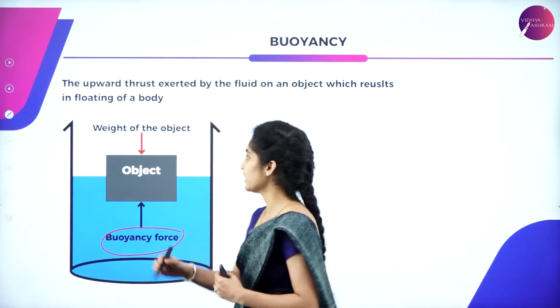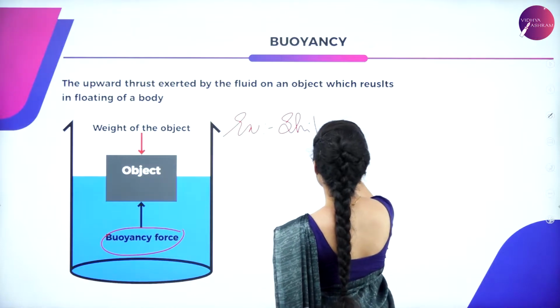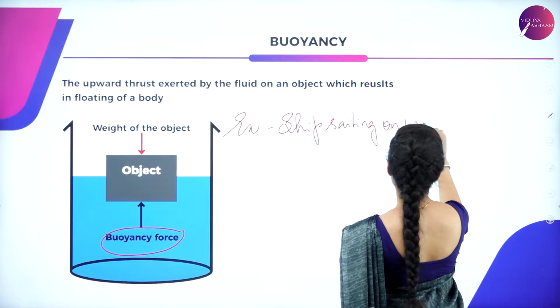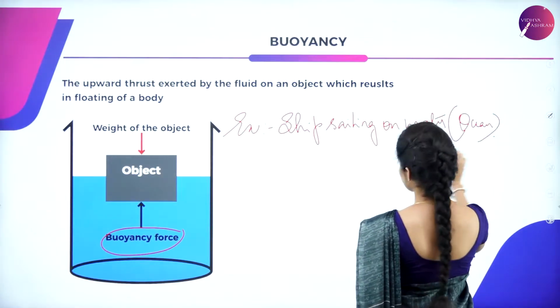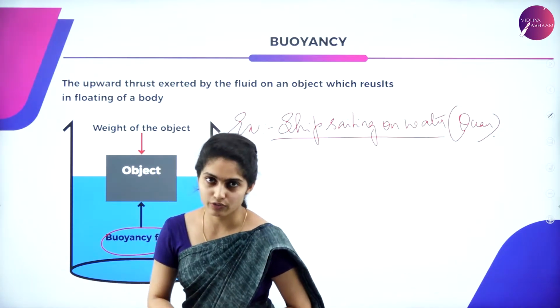For example, you can take a boat or a ship sailing on water, that is in an ocean or a sea. So this can be an example which clearly tells you regarding the buoyant force.